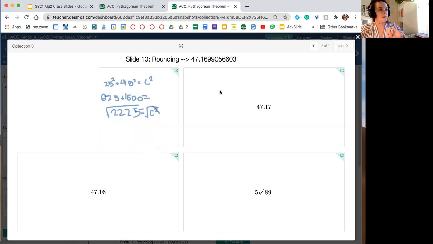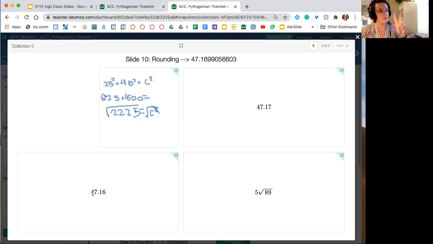Finally, I wanted to talk about rounding. I saw a big problem on rounding here. All right. So this was the problem. It was the square root of 2,225, which simplifies to 5 square root 89. So this is an appropriate answer. And when you type in square root of 2,225, you get this as your answer, 47.1699.